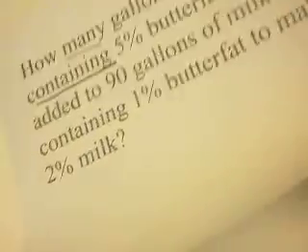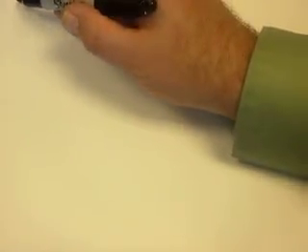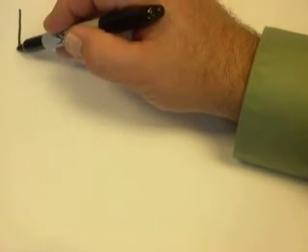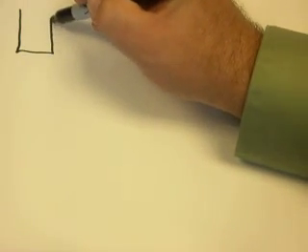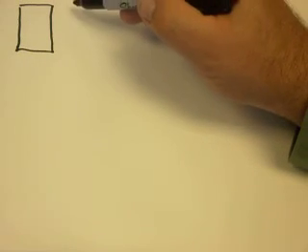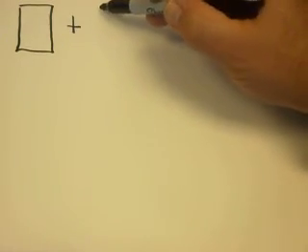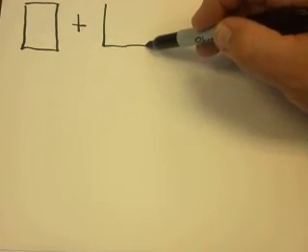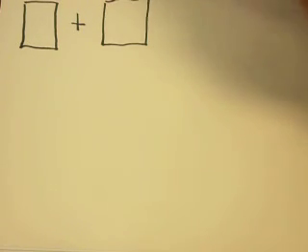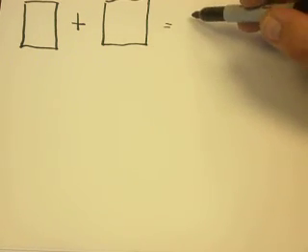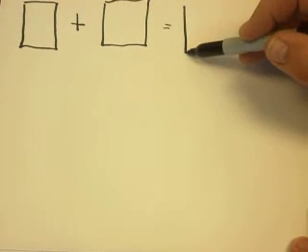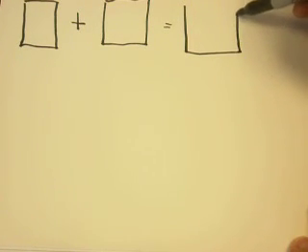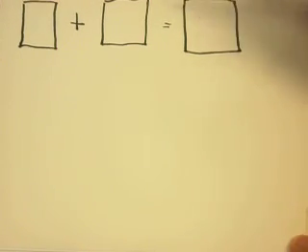Alright, I like to do it visually. So I know that I'm starting with a container of milk, and I'm adding it to another container of milk, and we're going to wind up with a combined container of milk. So that's as fancy as my drawing gets.